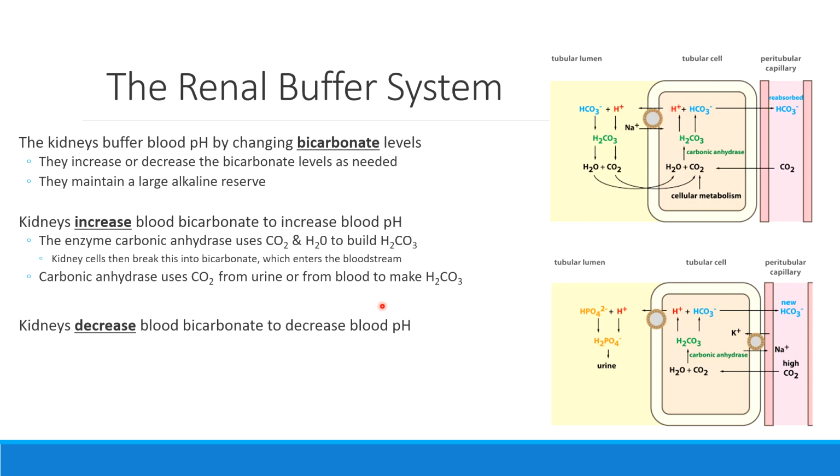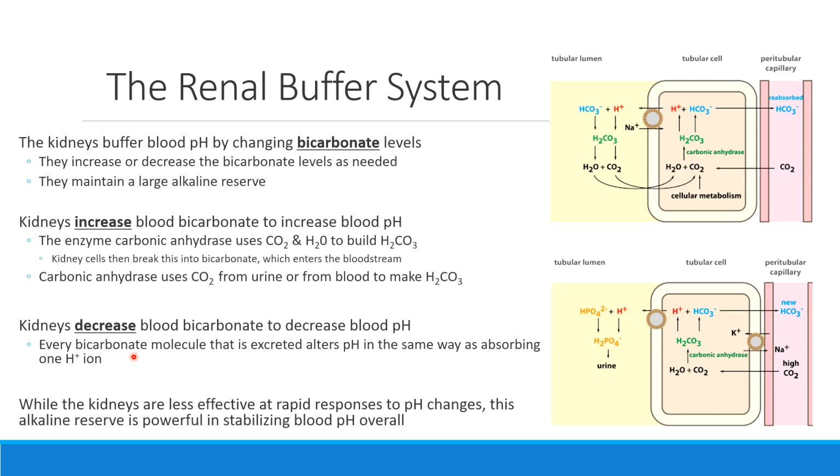If we need to decrease blood pH, so we need to become more acidic, we're still going to use bicarbonate to modulate this activity. What we'll do is spit out bicarbonate, or decrease the bicarbonate in the blood, put it into the urine, and that will help our pH to drop, to become more acidic. Think about it this way. For every basic molecule, bicarbonate, that we spit out, we're going to have the same kind of effect as absorbing a hydrogen ion. So if I need to drop my pH, if I've suddenly become basic, I'm going to start to get rid of some of those bicarbonate molecules to help me get back to where I need to be.